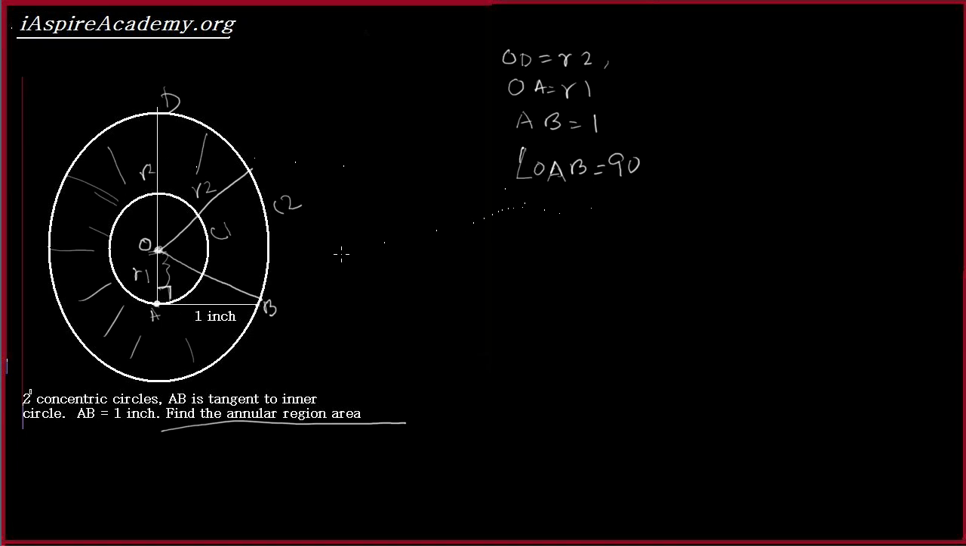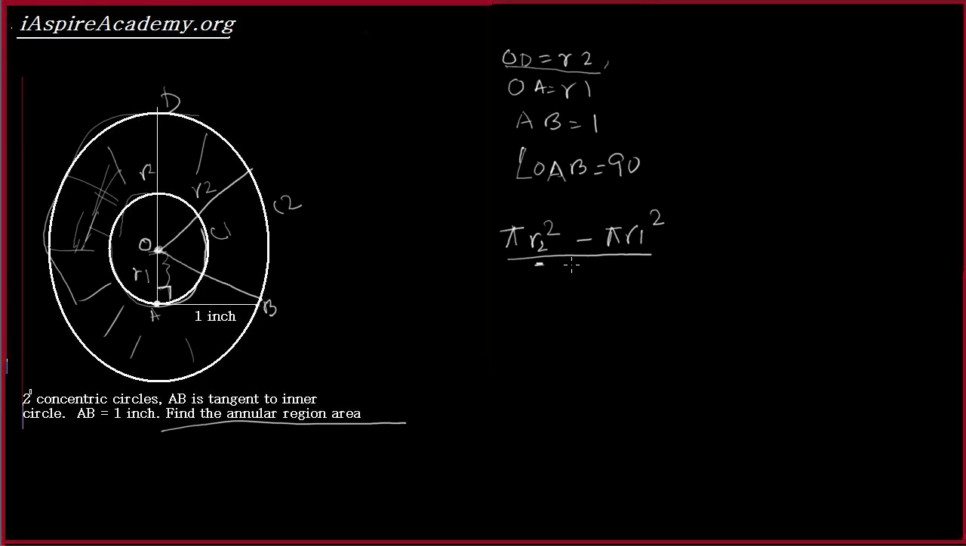If you have solved the annular region problem before, you would know the area of that region is pi R2 square, which is the bigger circle, minus pi R1 square. So we are subtracting the smaller circle's area from the bigger circle's area. If you do that, we'll be left with this area, which is pretty easy to understand. And this is what we have to find out.